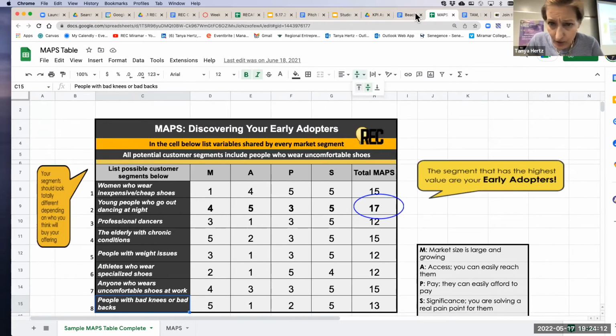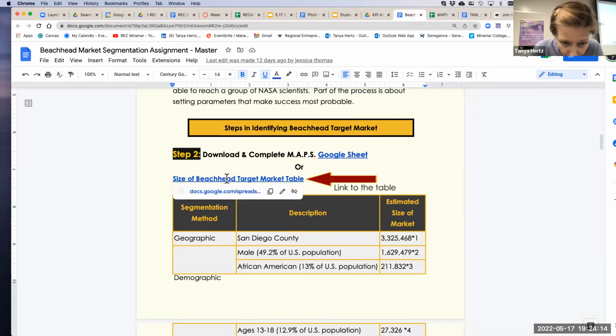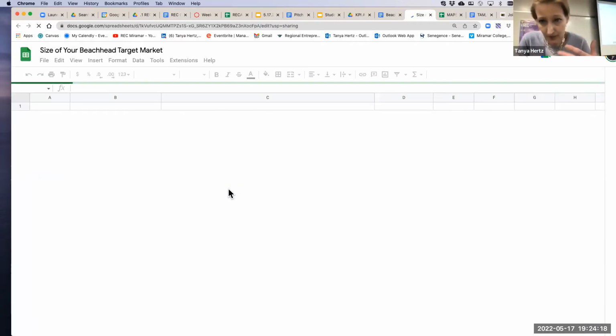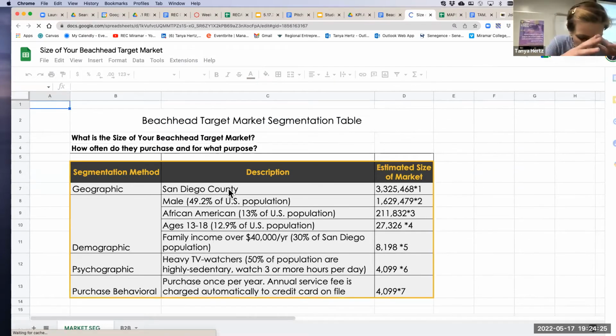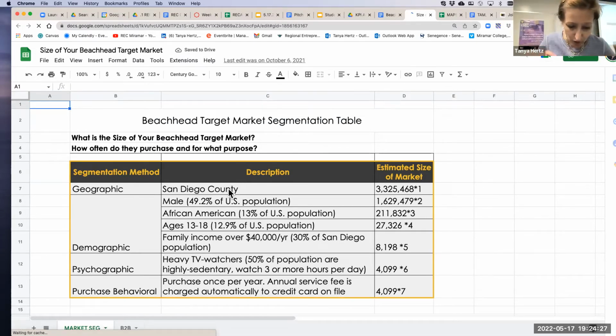And then the way that you differentiate is, here, let's go ahead, pull up the other one. Open up the other table here. Again, you'll have to make a copy because you can't modify this. And this will help you to really get specific about that initial target market. So you can do it either way. You can start with the maps table, or you can start with the seg table, the market segmentation table. But let's say you did start with that maps table.